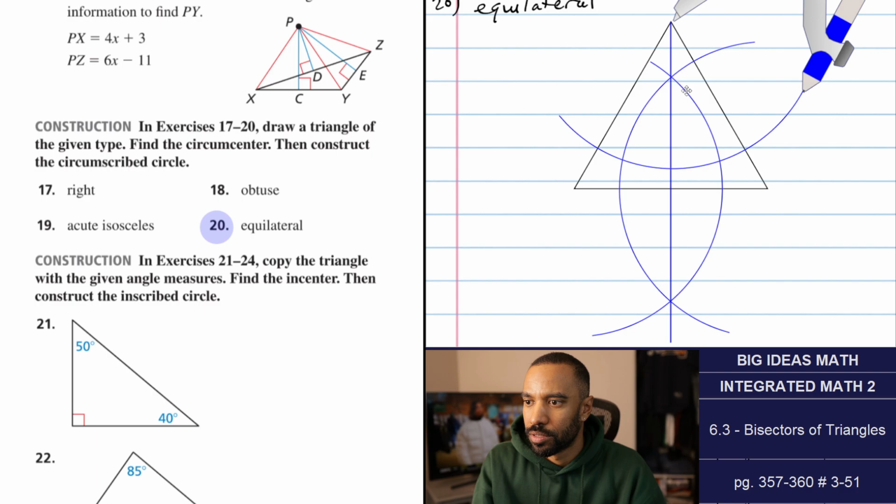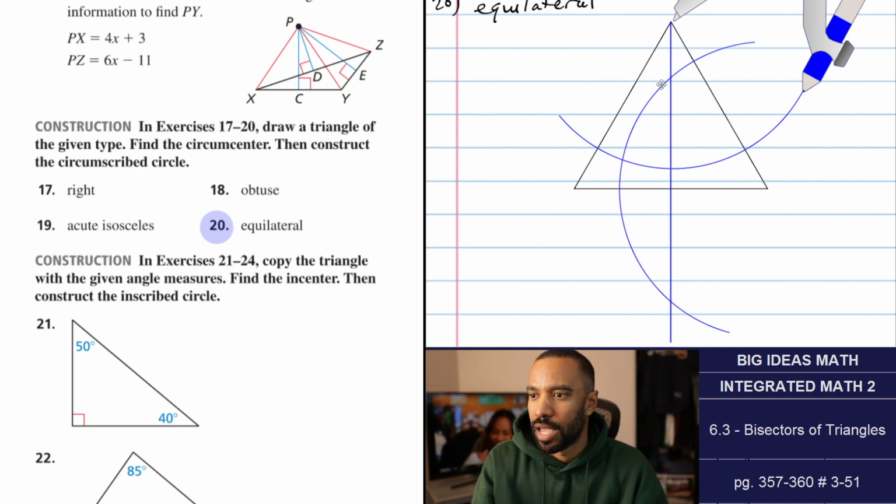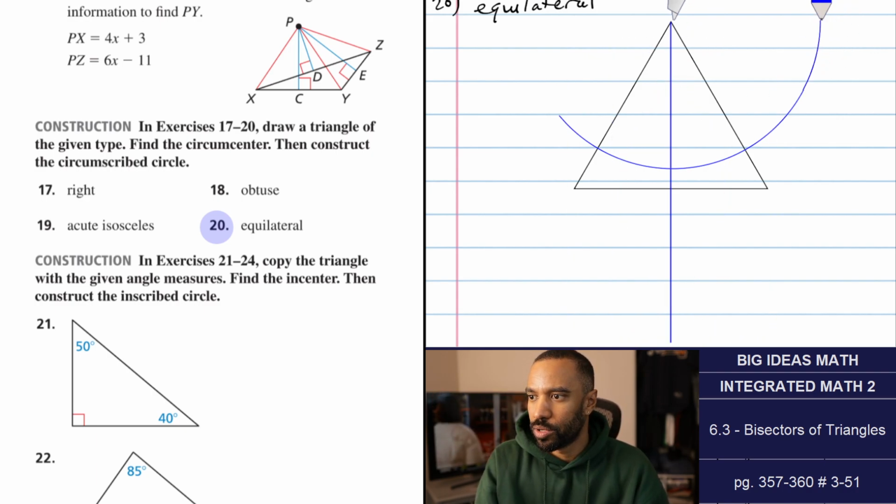Let's erase the other one, though. And let's continue it a little bit more.